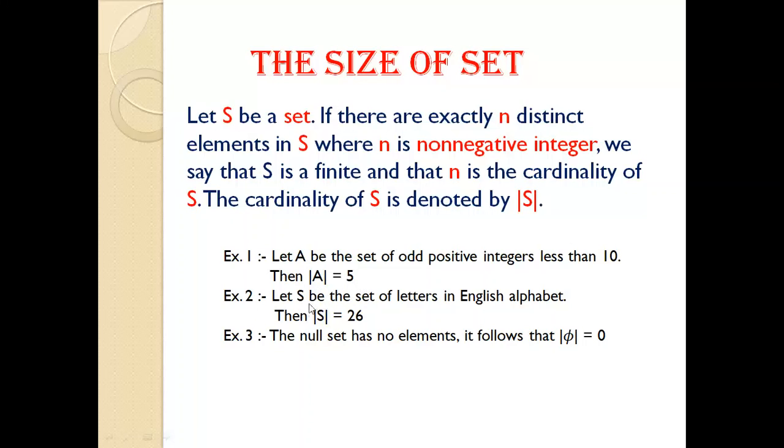Now we see the second example. Let S be the set of letters in the English alphabet. So how many letters are there? There are 26 letters. So we represent the size of the set this way, and it is equal to 26. Now we see another example. The null set has no elements. So it is a null set, and no elements means the cardinality is 0, because there is no element.